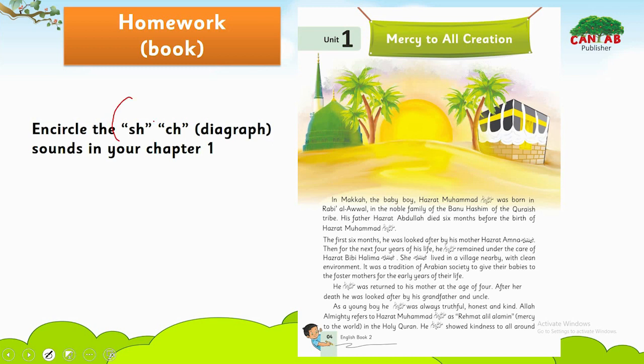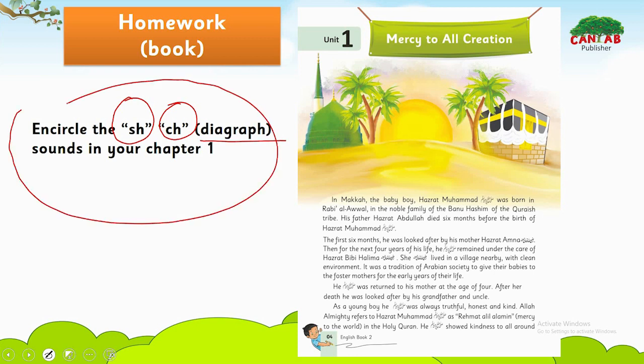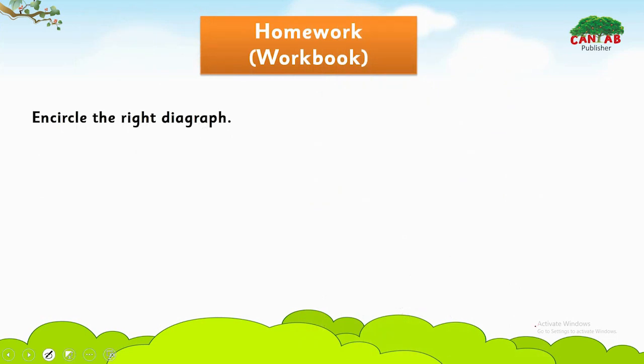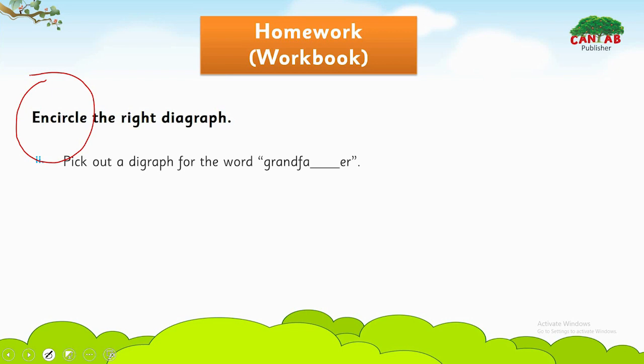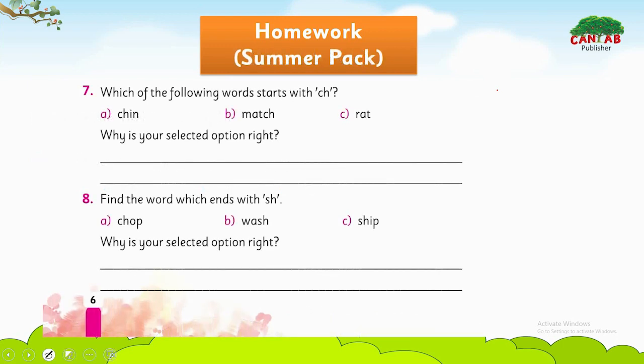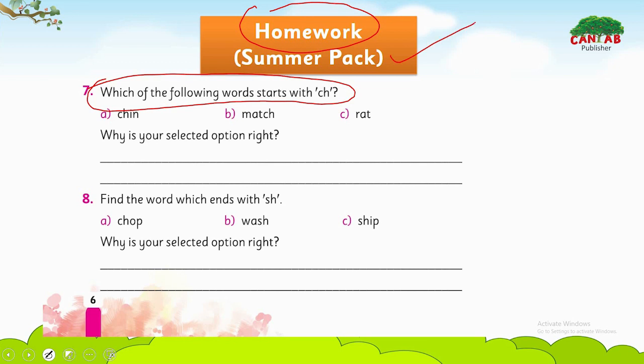Now you have homework from the book. You have to encircle the sh and ch digraphs in your chapter 1. Now the homework for your workbooks: you have to encircle the right digraph. Pick out a digraph from the word grandfa dash er. Which will come? TH, SH, CH. This is your homework. The next one is, which of the following words starts with ch? You have to answer it. This homework you have to do in your summer pack. The next one is, find the word which ends with sh digraph.